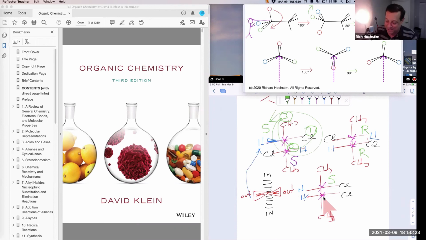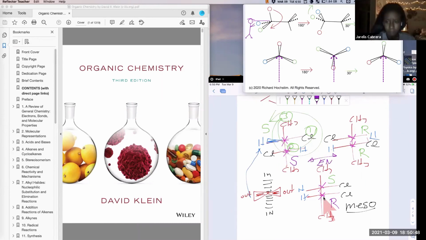Perfect. That's absolutely wonderful. And then I guess in addition to that one, would that one also be a meso compound? Yes. Since you fold it, it's the same? Yes, because you fold it and it's the same, that's a meso compound. And then these are enantiomers. Okay.